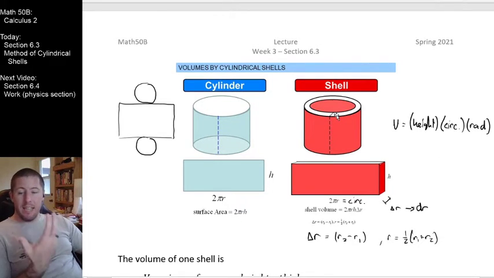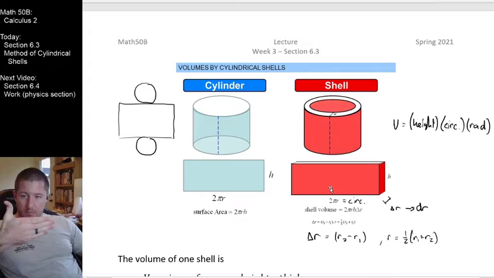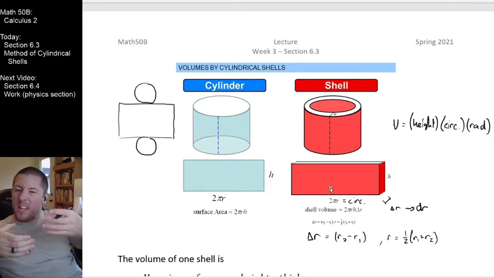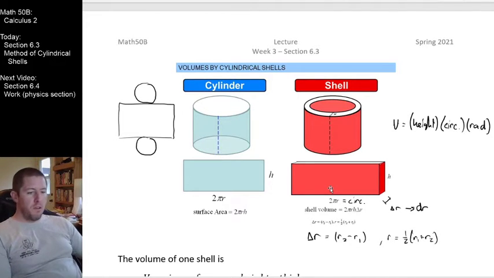We want to accumulate an infinite number of these with an infinitely thin radius, so that this is really a 2-dimensional sheet that we've rolled up into a shell, and we're accumulating an infinite number of 2-dimensional shells to accumulate to a 3-dimensional volume here.